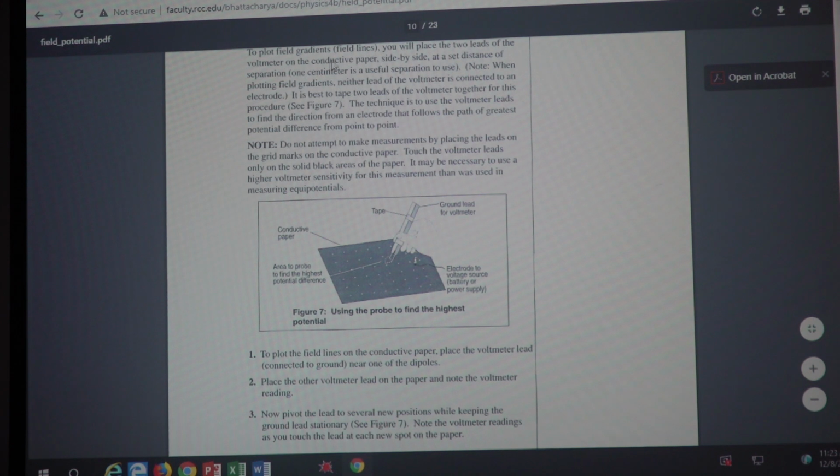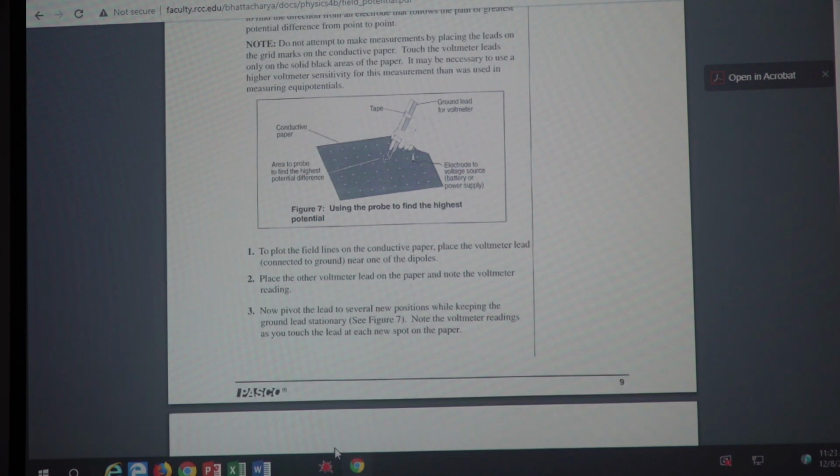You'll place 2 leads of the voltmeter side by side at a set distance, 1 centimeter. Best to have 2 leads together for the procedure, like here. And then to plot the field lines, connect the voltmeter lead to ground near one of the dipoles. Place the other voltmeter lead on the paper and note the voltmeter reading. Now pivot the lead to several new positions while keeping the ground lead stationary. Note the voltmeter readings as you touch the lead at each new spot on the paper.